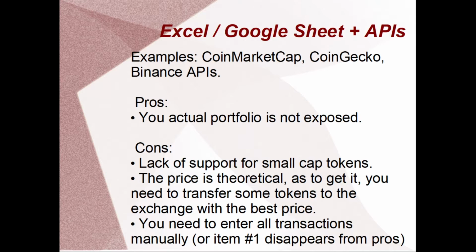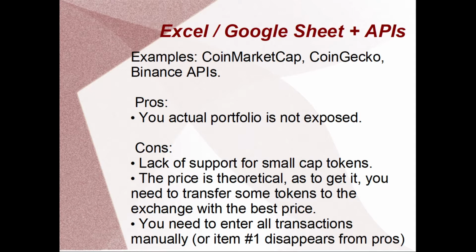It gives you almost 100% privacy, but there are some issues. Usually most of the APIs don't support small capitalization tokens. And right now I'm talking about APIs like CoinMarketCap, CoinGecko, or Binance. These APIs you can easily integrate with Sheets because they are available via simple HTTP requests. I'm not talking about something more sophisticated. That's probably something we will discuss on slide number 3 or 4.